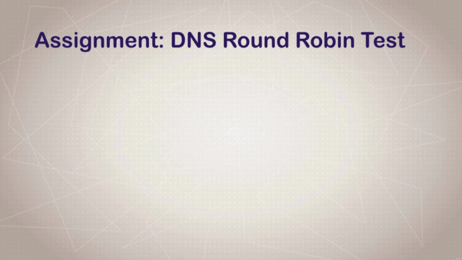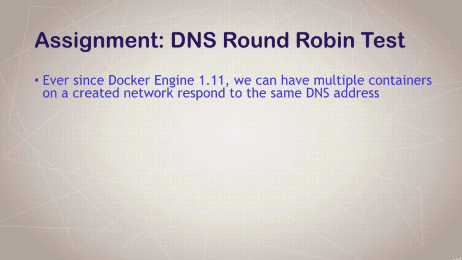Now in containers, it actually gets a lot simpler. So here, we've actually got this feature in Docker Engine 1.11 and newer. We've had a feature where if we create a custom network, we can actually assign an alias so that multiple containers can respond to the same DNS name.